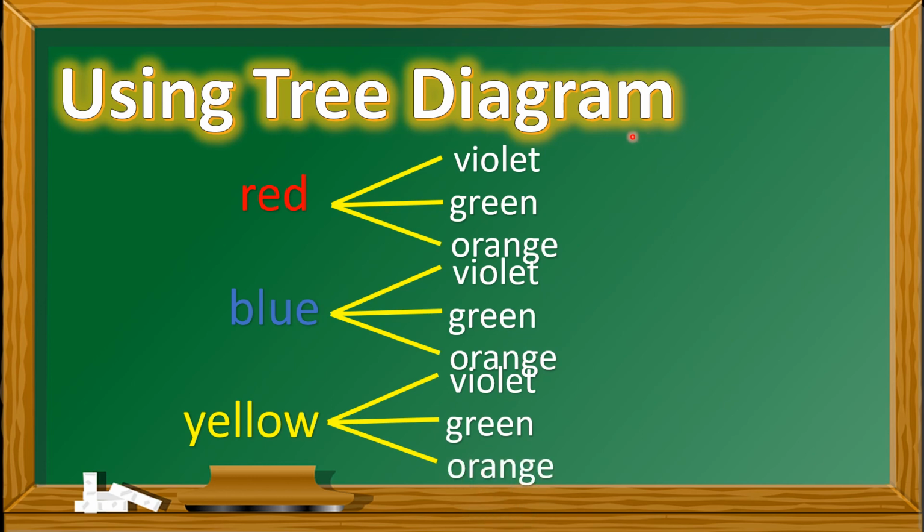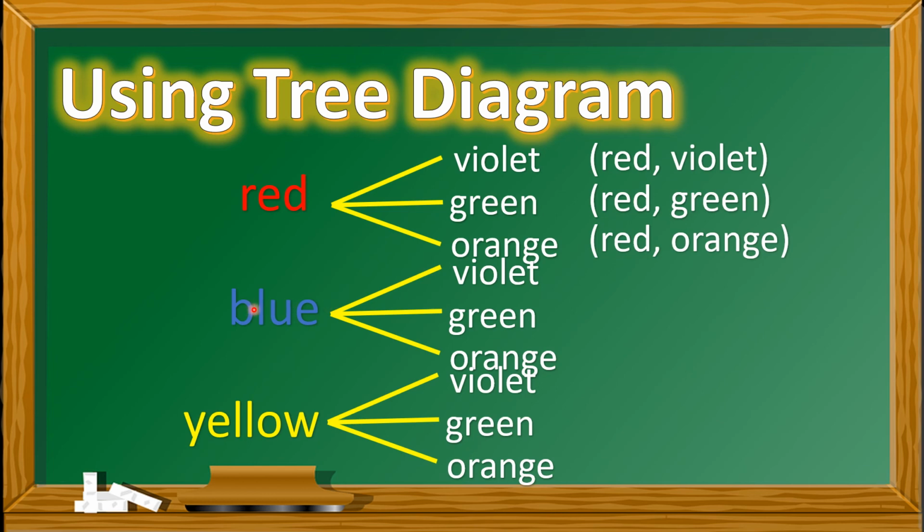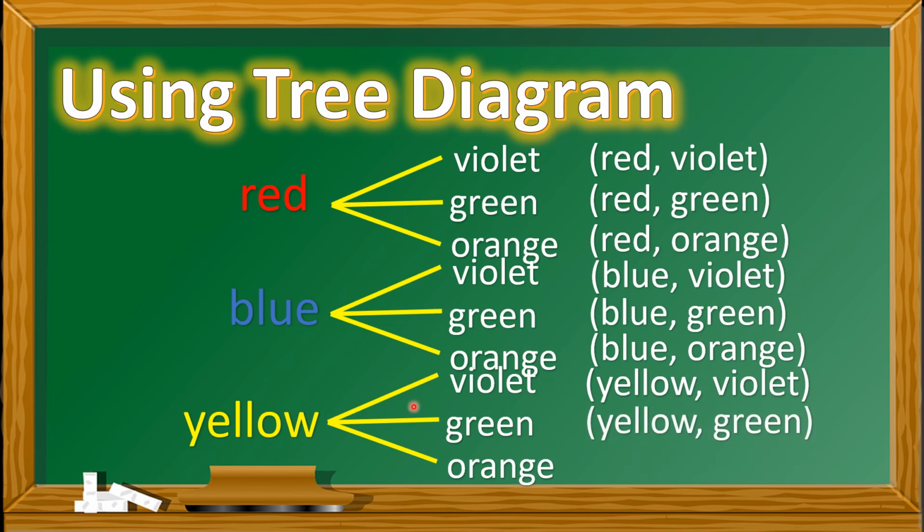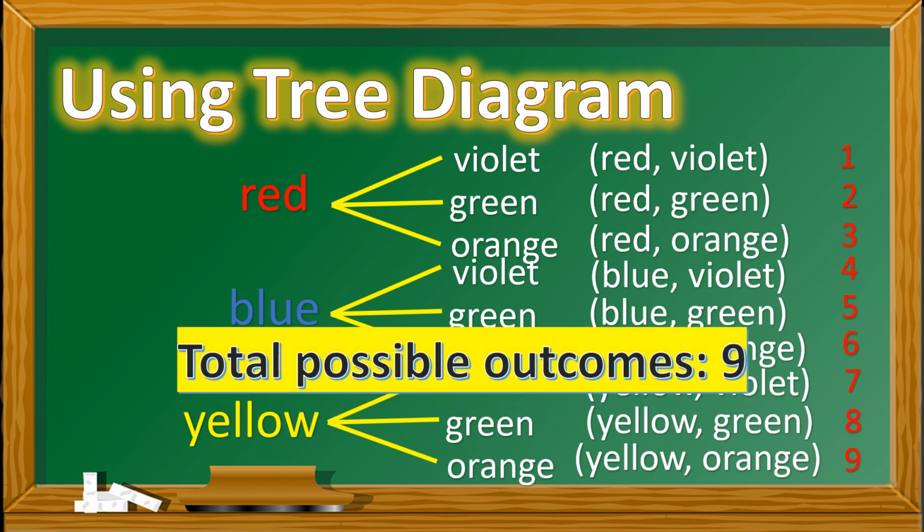So let's now have the possible pairings of these colors. So we have red, then violet. That's the first one. Red and then green. Red, then orange. Blue, then violet. Blue and then green. Blue and then orange. For the yellow, we have yellow and violet. Yellow and green. Yellow and orange. So again, counting the possible outcomes or the possible two-tone color of posters. So we have 1, 2, 3, 4, 5, 6, 7, 8, and 9. So therefore, again, you have total possible outcomes which is equal to 9.